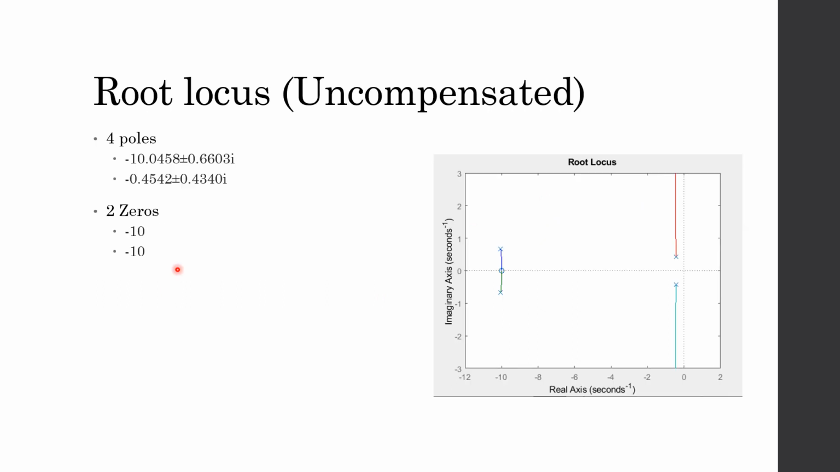So here's a root locus of the uncompensated system. It's got 4 poles. You can see here with the x's, and 2 zeros, but they're both at -10 here, so it's kind of hard to tell, but there are 2 zeros there.